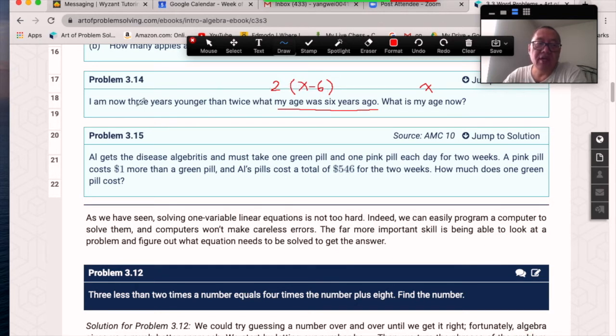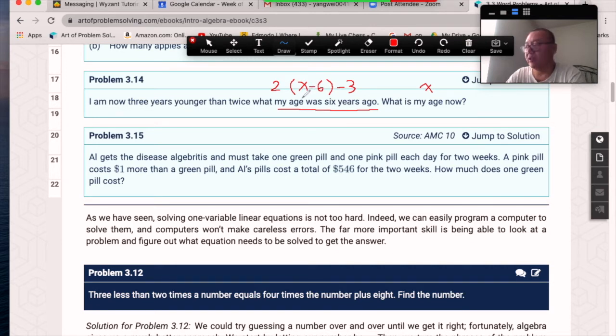Then after you get this number, I'm now 3 years younger than this number. So that means you need a minus 3 here. I'm now 3 years younger than this number.